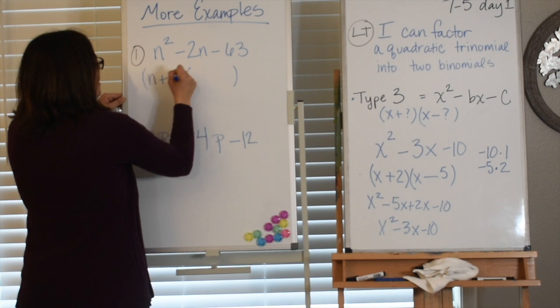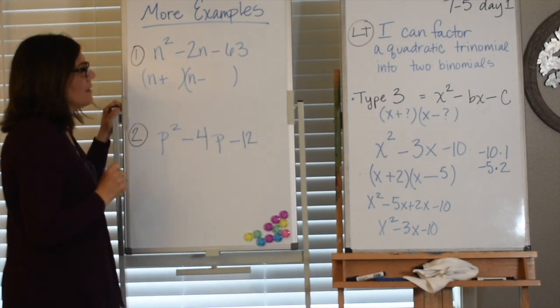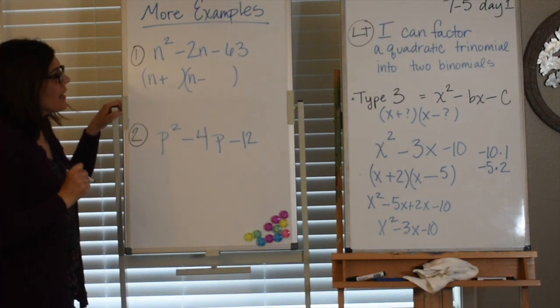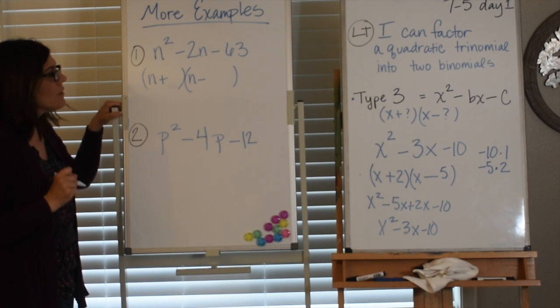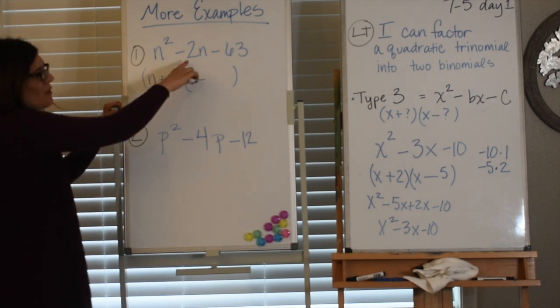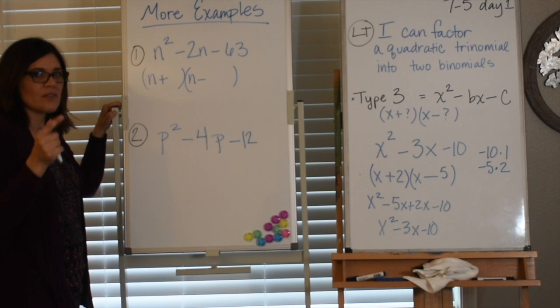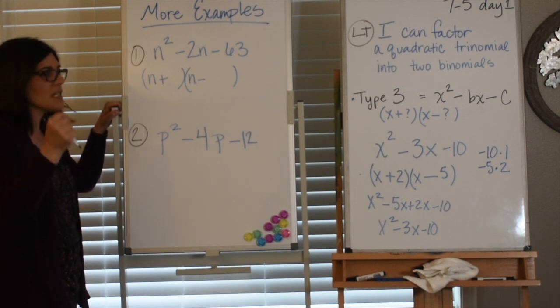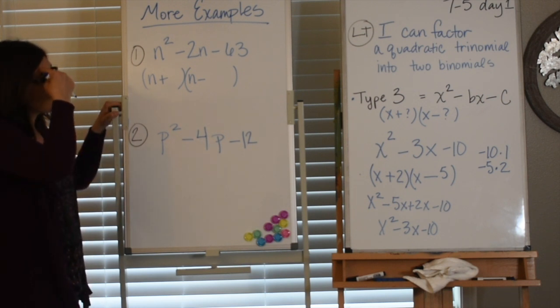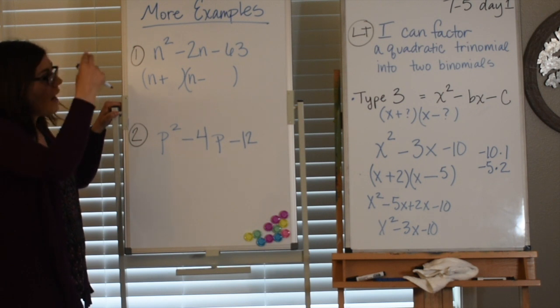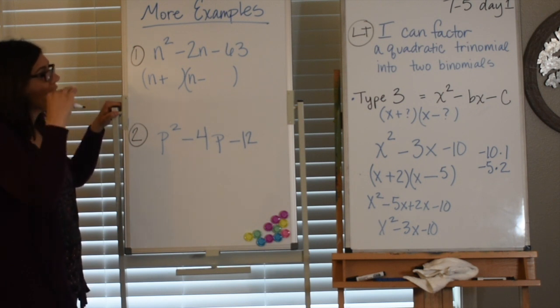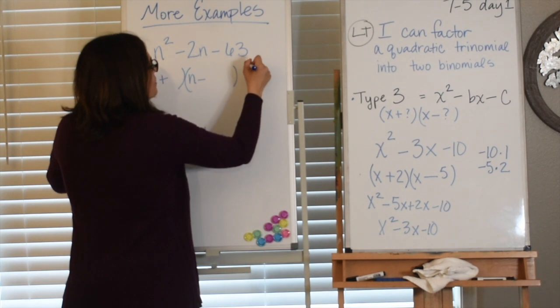N plus something and n minus something. And now I'm going to start writing down my factor pairs of 63. I also noticed that this middle term is kind of small, so those factor pairs are going to be pretty close together. So I immediately go to 7 times 9 is 63.